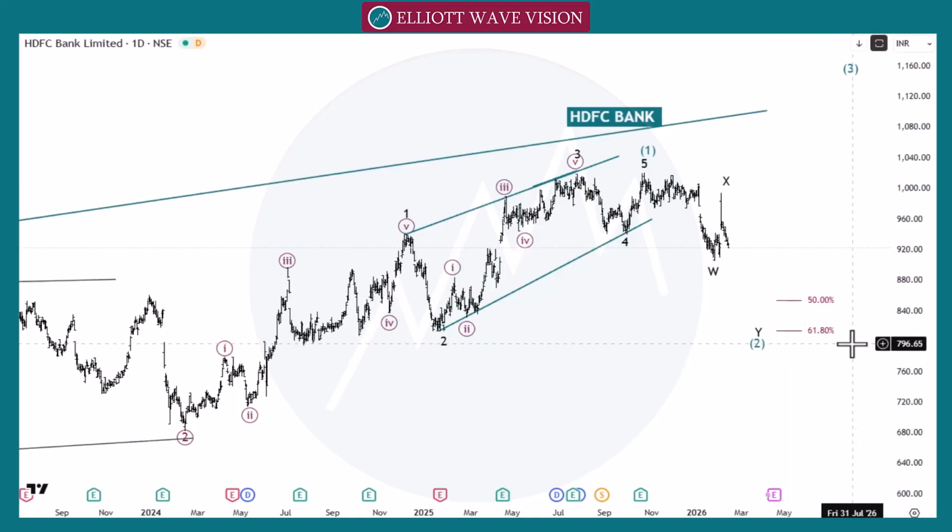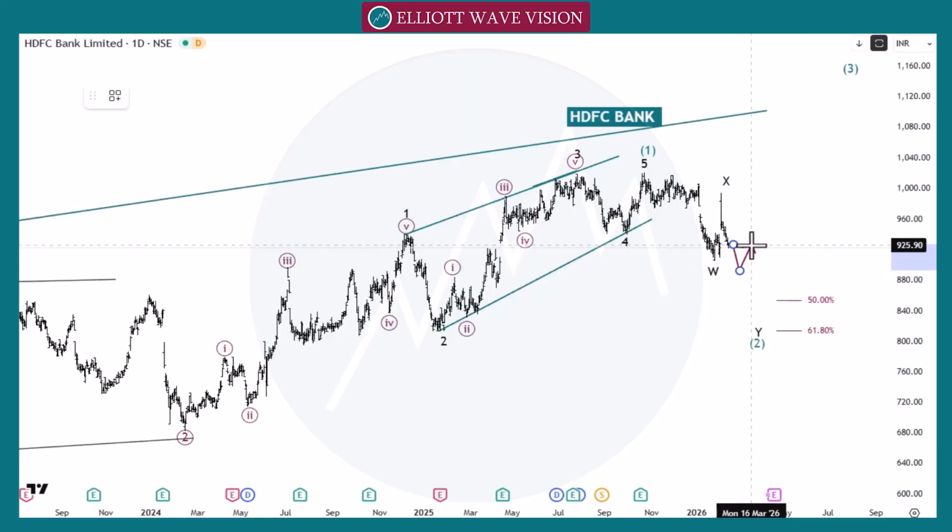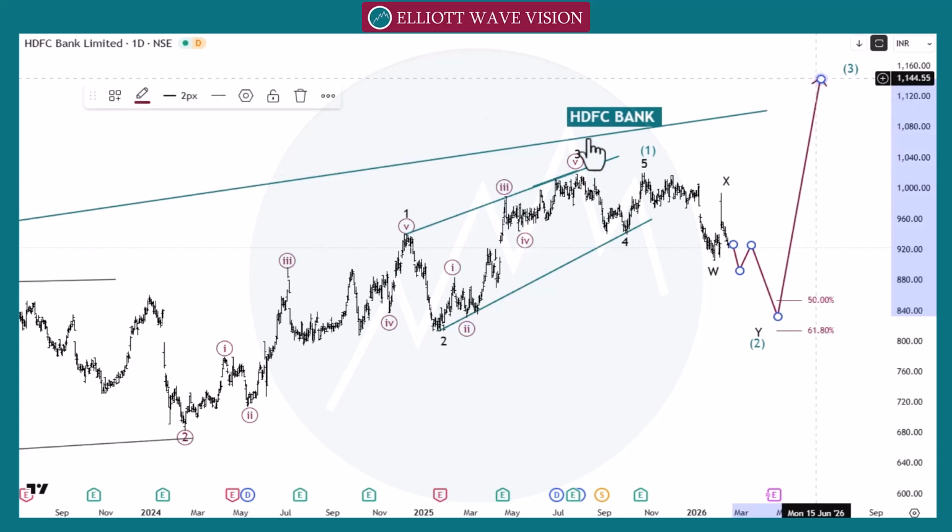Group 2 belongs to 65, 72 and 80, 800. So now we are looking for the bearish side as A, B, C, W, X. Now we need to wait for the A, B and C towards the 850 and then 800, 50 to 61% fib retracement zone. Then we will go towards the bullish side.